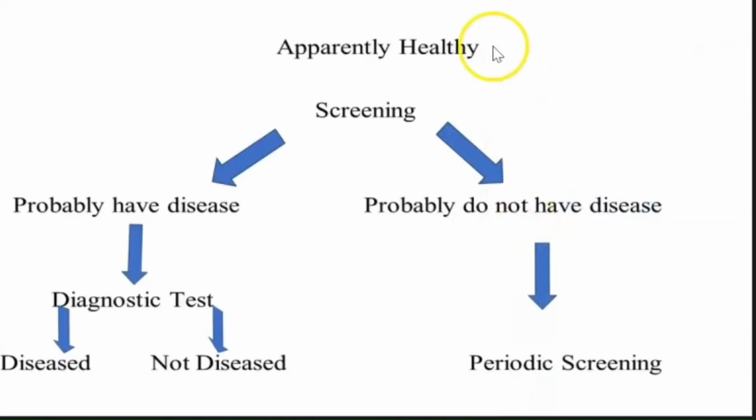So what will happen after we apply the screening test? We apply the screening test in apparently healthy individuals. The screening test result may be positive or negative. If the result is negative, we need to do the periodic screening. If the result is positive, then the subject is directed to a diagnostic test for the confirmation of disease. If the diagnostic test confirms the presence of disease, then we label that person as a disease case and we offer them the therapeutic options. If on diagnostic test the person is not diagnosed, then we also need to do the periodic screening in that individual.